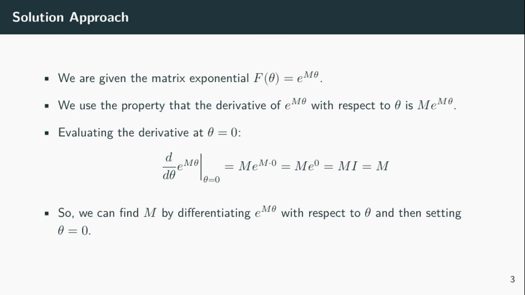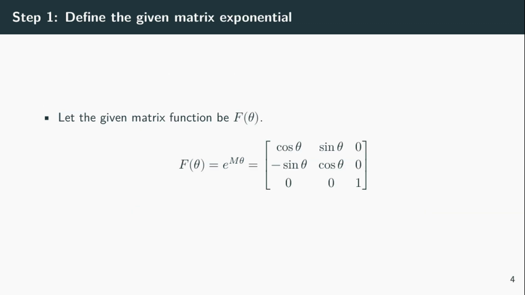Okay, let's look at the solution approach. We are given that f of theta is a matrix exponential, e to the power of M theta. A key property of matrix exponentials is that the derivative of e to the M theta with respect to theta is simply M times e to the M theta. If we evaluate this derivative specifically at theta equals 0, the e to the M theta term reduces to the identity matrix, leaving us directly with M. So our strategy is straightforward. We find M by taking the derivative of the given f of theta with respect to theta and then setting theta equal to 0.